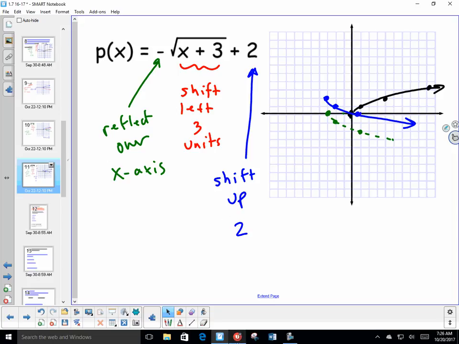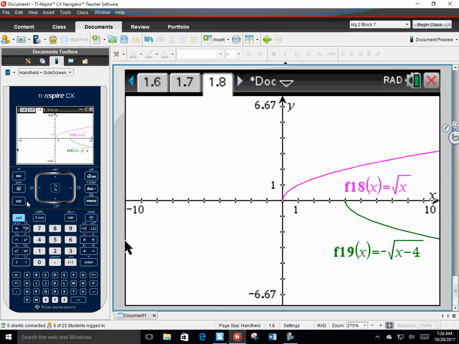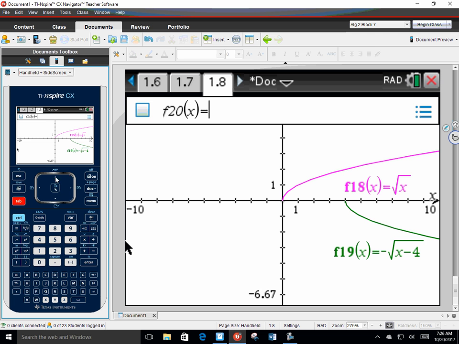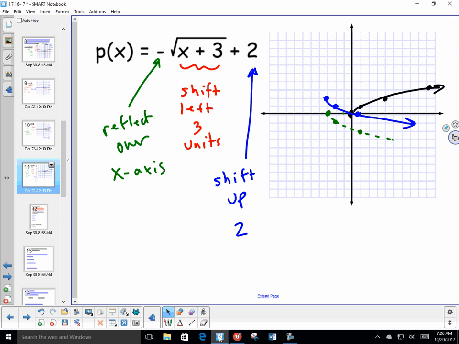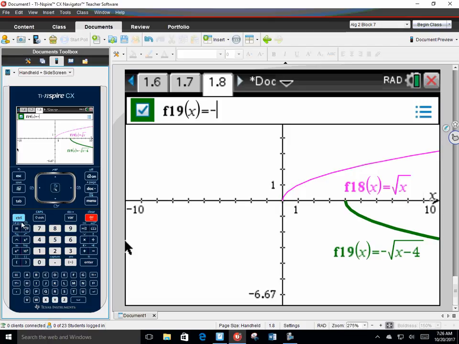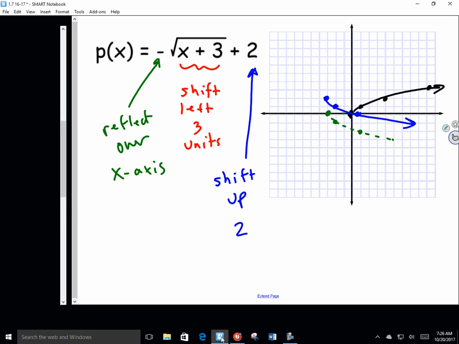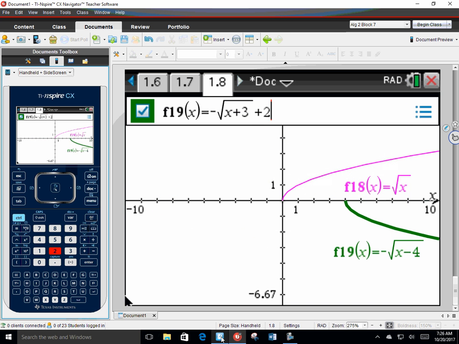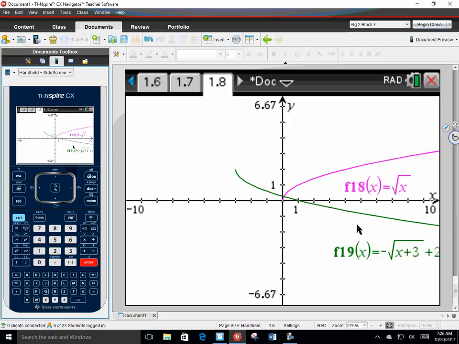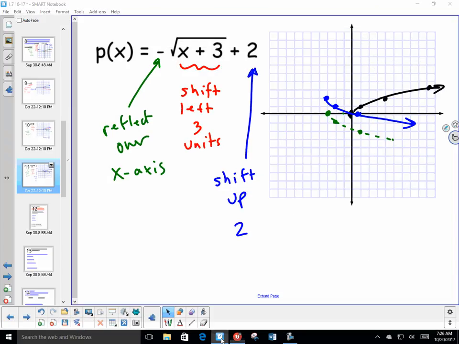I hope it will. Let's see. I'm just going to take out that last function that I typed in, and I want negative square root of x plus 3. So I got the negative there. Square root of x plus 3. And then outside of this, I want plus 2. That's on the outside. And there it is. That looks pretty much like our graph that we drew here in blue.